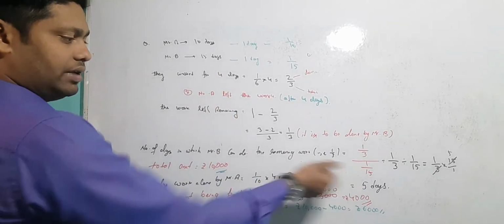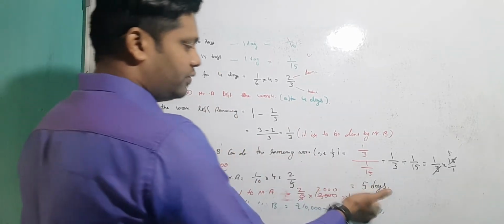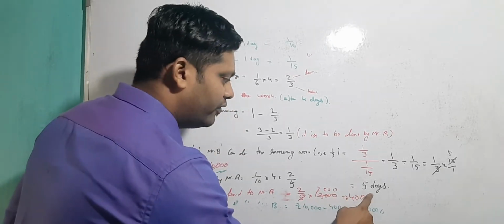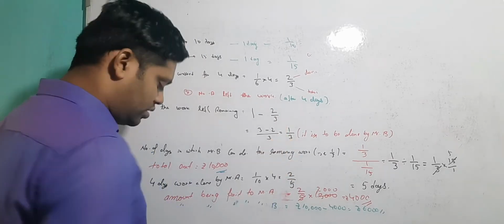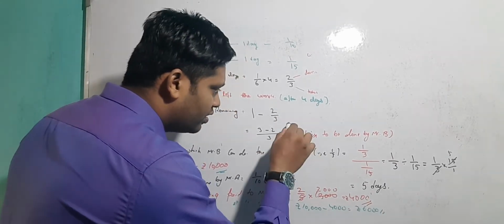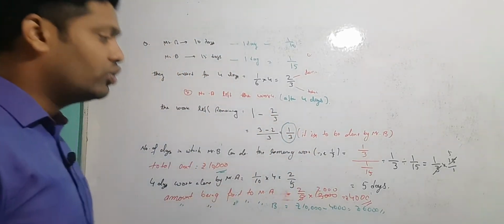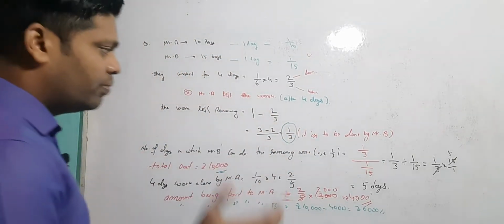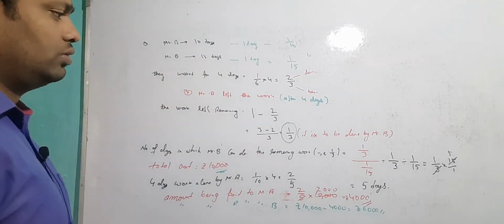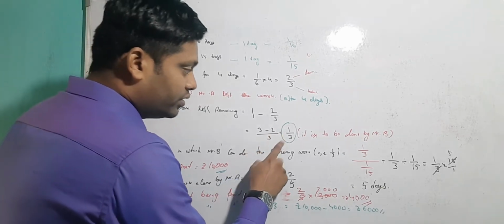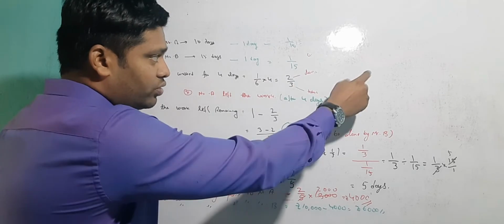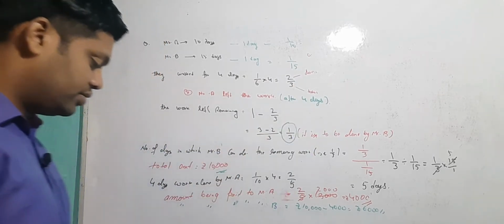Sir, B has worked for 5 days. It's clearly written, the work done by B is 5 days. You're wrong. Sir, why, sir? For this much part of the work he took 5 days, but this was not the complete work. This was the complete work. Before this, he worked with A also. They worked together, for 4 days, as I told you. Yeah, sir, you are right.